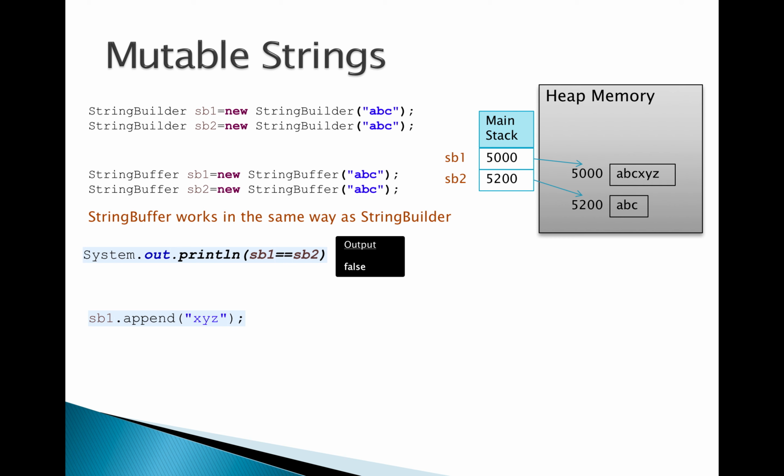So here you don't need to assign it back to sb1, just like how we do it with strings, because it's going to update the same memory location only, just like any other object. If you're changing person.name, it's going to update the same memory location. The same way it works.